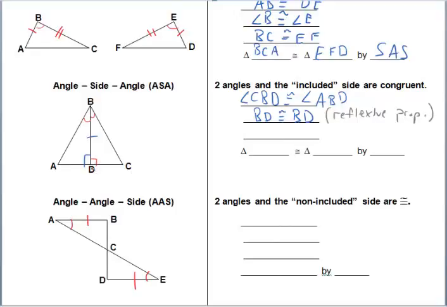And then down there at the bottom, I know that the angle at D is a right angle. If I have two right angles, they're obviously going to be congruent to each other. And I have to name them correctly. So I'm going to say angle CDB is congruent to angle ADB.